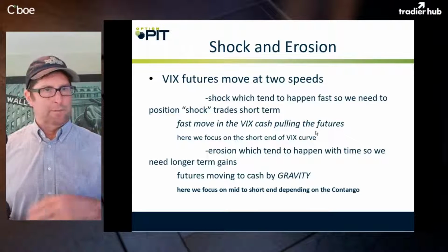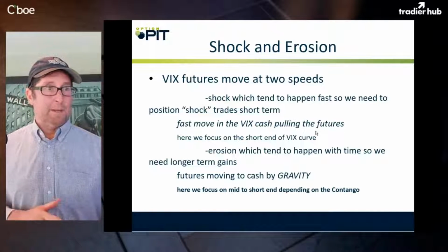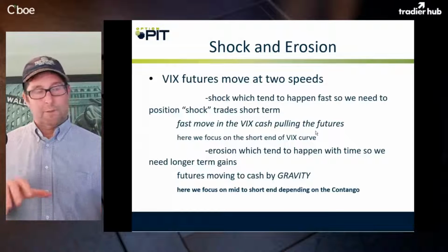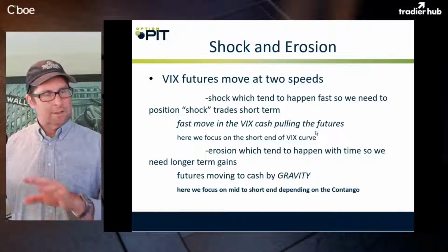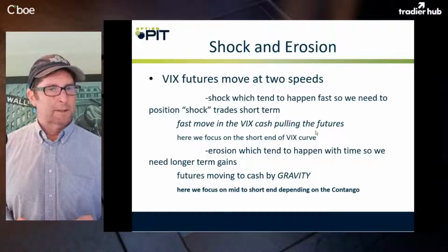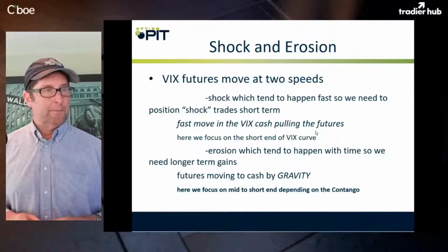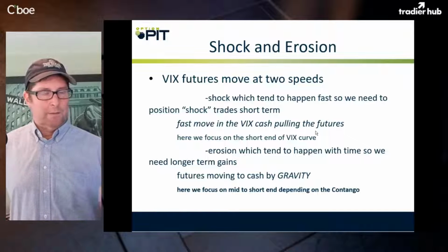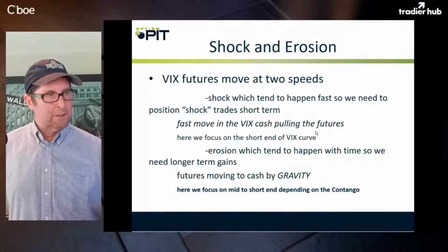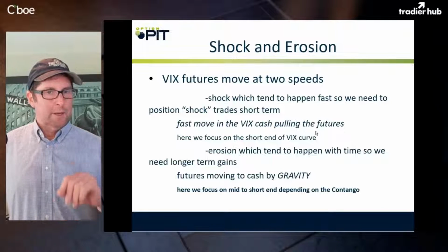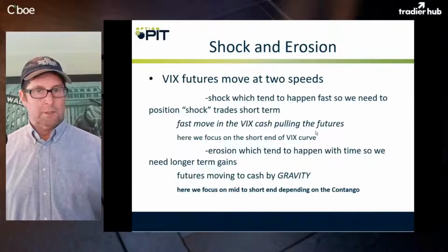2020 is a great example of VIX continually going up and up and up, shocking up. Then it spent the next 4 or 5 months coming back to earth, slowly but surely, down to the 50s, then the 40s, then the 30s, then the 20s. Erosion tends to take some time to happen. Basically, if VIX doesn't do anything, where are the futures going? The futures will gravitate toward that cash number. So I always think of this as the futures always move to the cash.